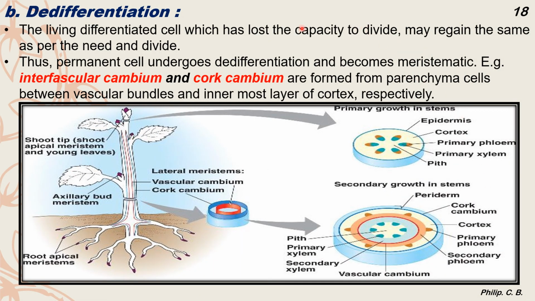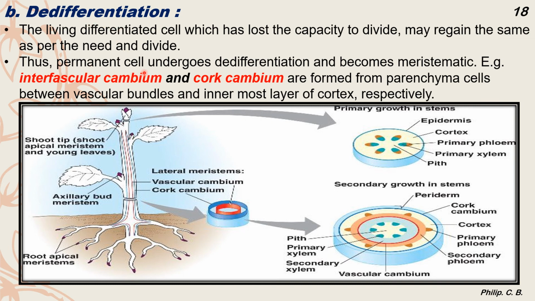Moving further to the second part, de-differentiation. Now, as we learned differentiation, which all of you have come across, now de-differentiation. The living differentiated cell which has lost the capacity to divide may regain the same as per the need and divide. We have seen that differentiation takes place, that is, cells divide and they get matured. But there are certain cells which, after getting differentiated, may again divide as per the need of the plant. So in that case, it is de-differentiation.